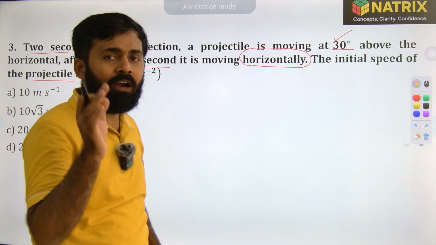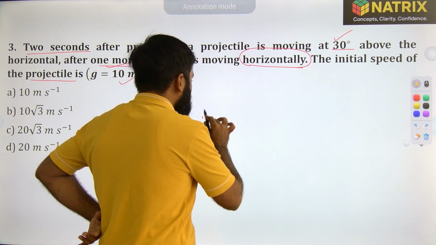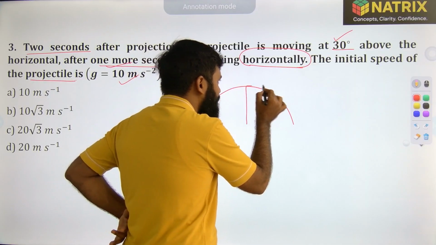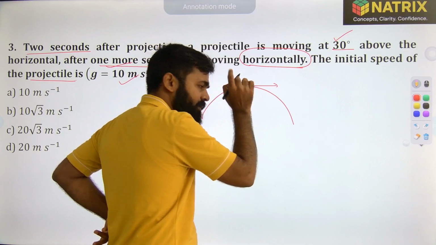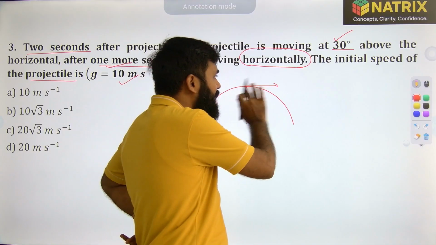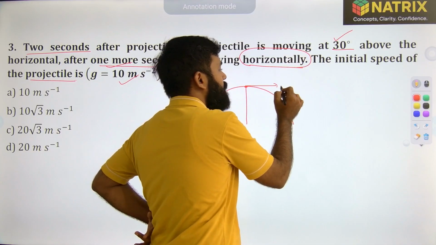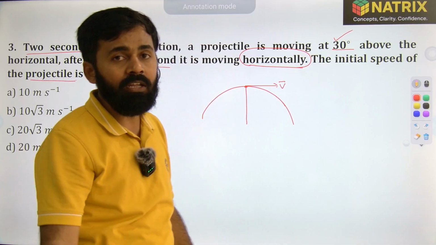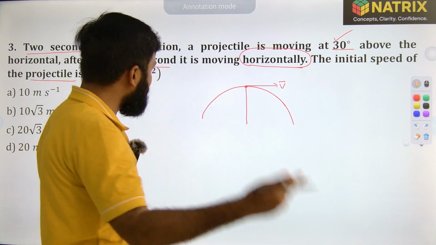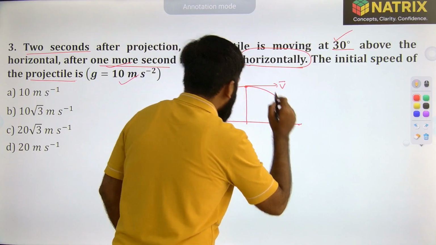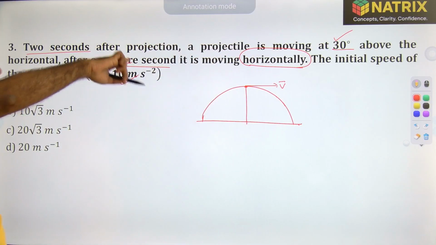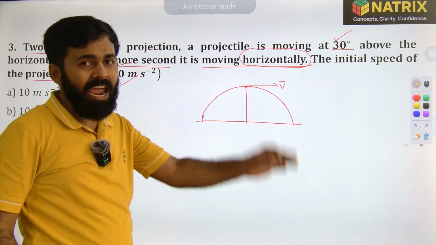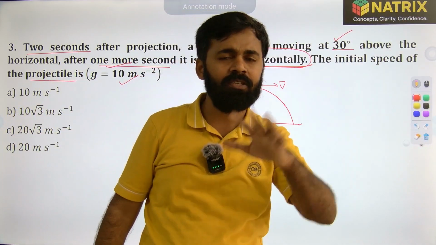When does vertical component of velocity become 0? See, look at the projectile motion. At maximum height, particle is moving horizontally. So, at this point of time, vertical velocity is 0. That means at whatever time they have mentioned, when it was moving horizontally, my particle is at maximum height.